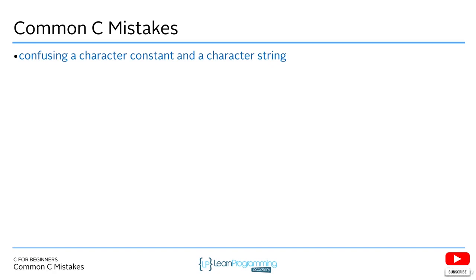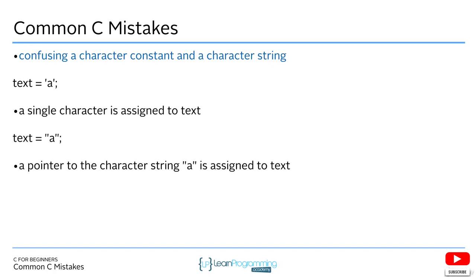Confusing a character constant and a character string. So here, if we have text equals 'a' inside single quotes, that's a single character that's assigned to text. If we have a variable named text and we assign it "a" in double quotes, that's a pointer to the character string. Right? That is not valid for a single character.